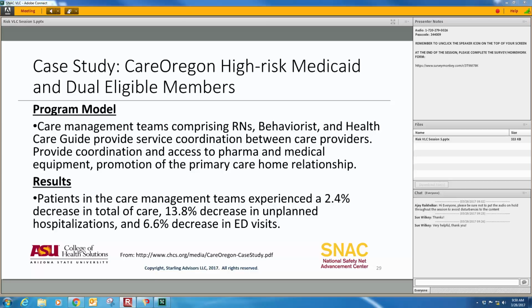And the nice thing is they've been able to demonstrate the impact that this has had. A small decrease in total cost of care at 2.4%, even though that seems small, is still pretty significant in terms of starting to turn some of the utilization patterns around. And you see that indicated also in the fact that they've had decreases in unplanned hospitalizations and ED visits. Okay, Andy.